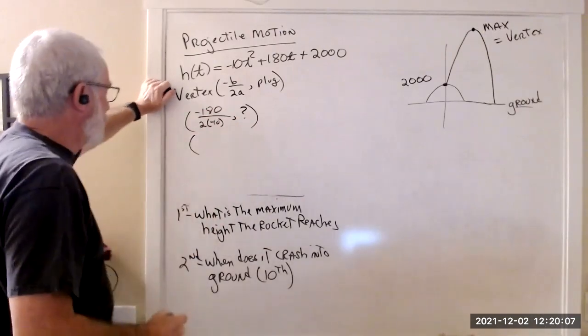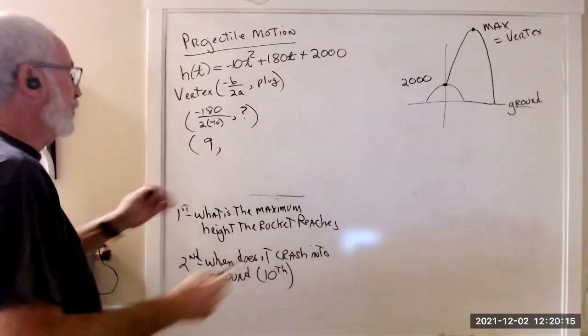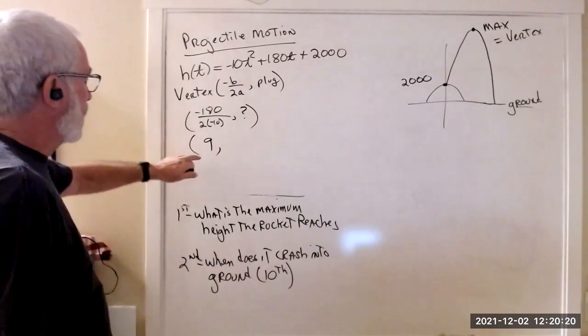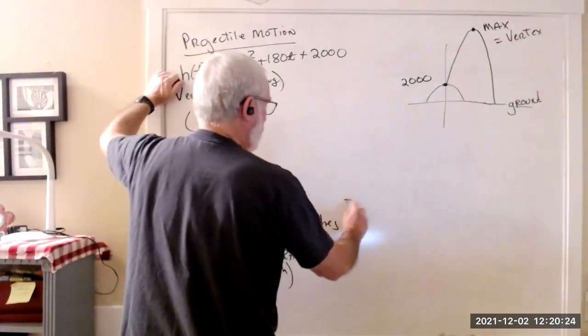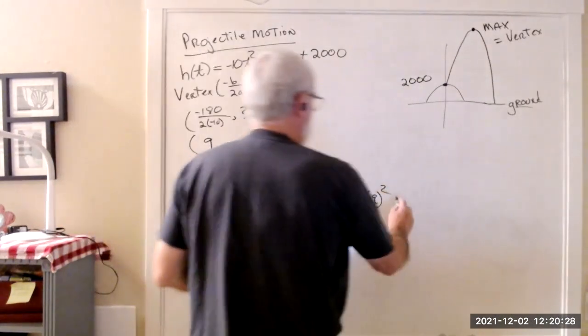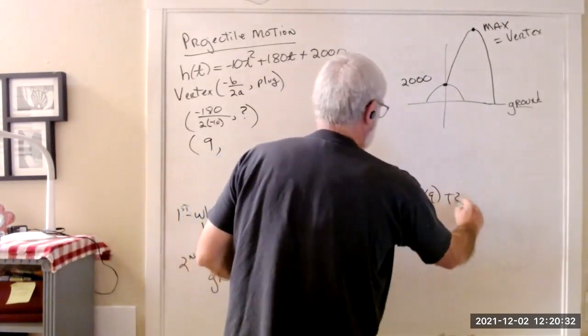So what's that? 9? Better check. Is it 9? Really? Okay, if you say so. Now everybody's going to yell at you when we make a mistake. So 9, got to plug it in. So over on our calculator, we're doing negative 10 times 9 squared plus 180 times 9 plus 2000.